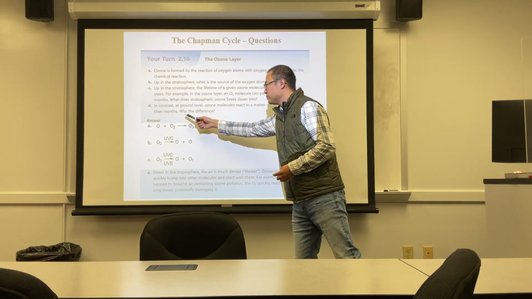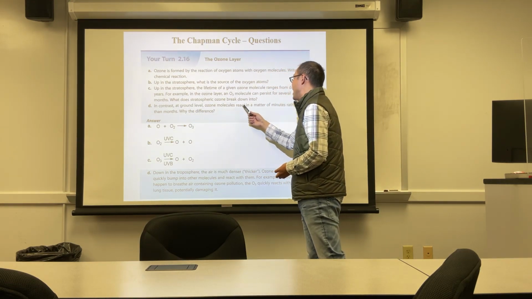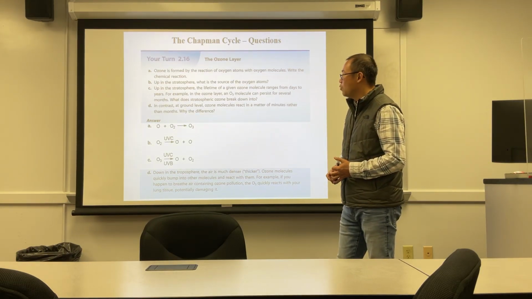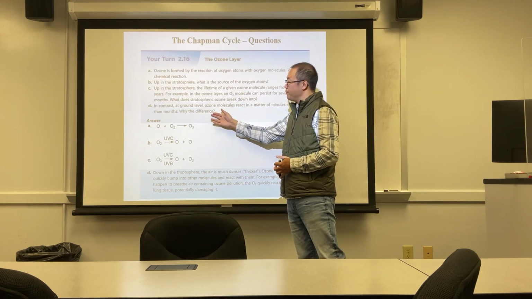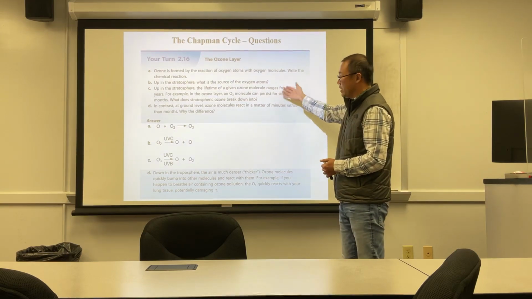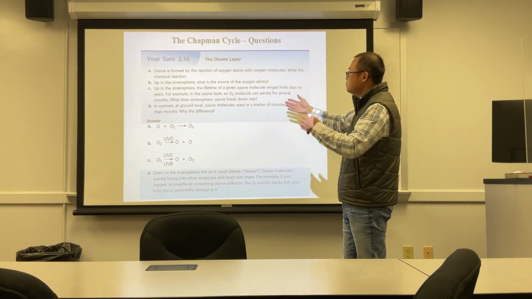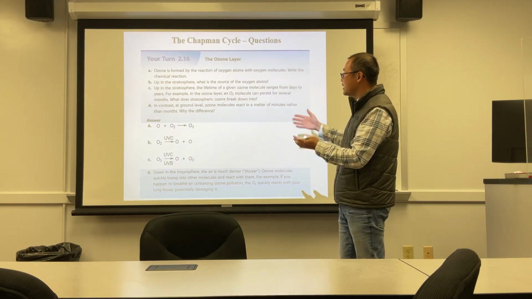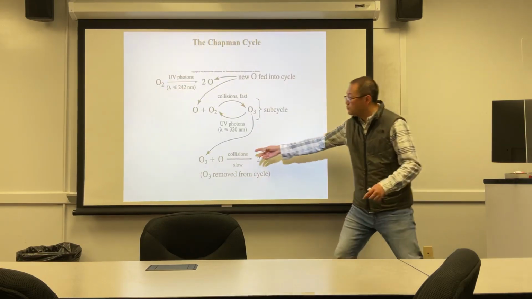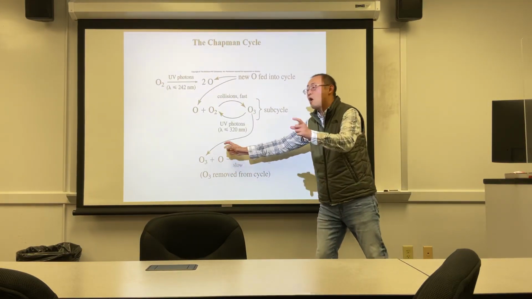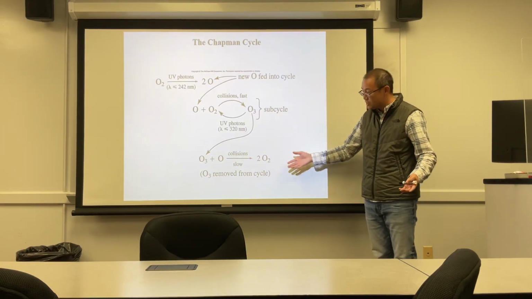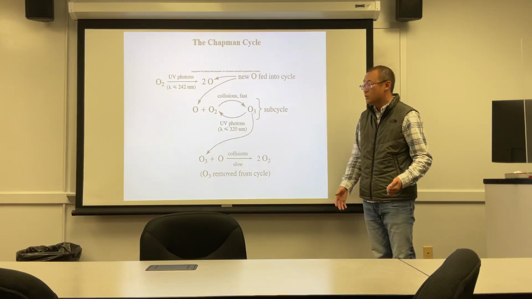In contrast, the ground level ozone molecules react in a matter of minutes rather than months. Why is there a difference? The context is C. C tells you, how is ozone removed from the atmosphere? We know ozone is removed by colliding with an oxygen atom. So ozone is removed, right? But we said this is slow, very slow. I mean, it takes maybe hours and months and years to remove ozone.